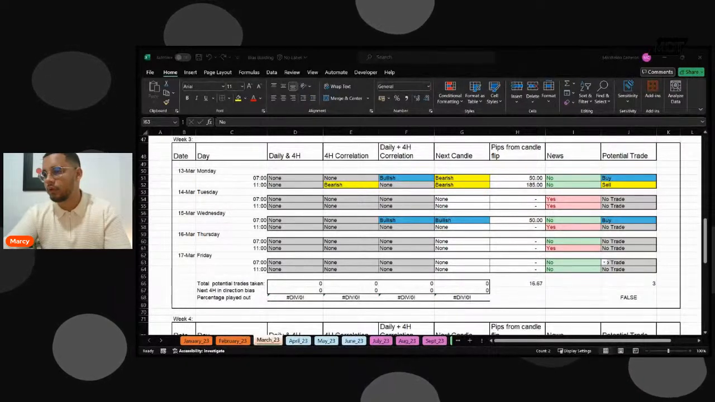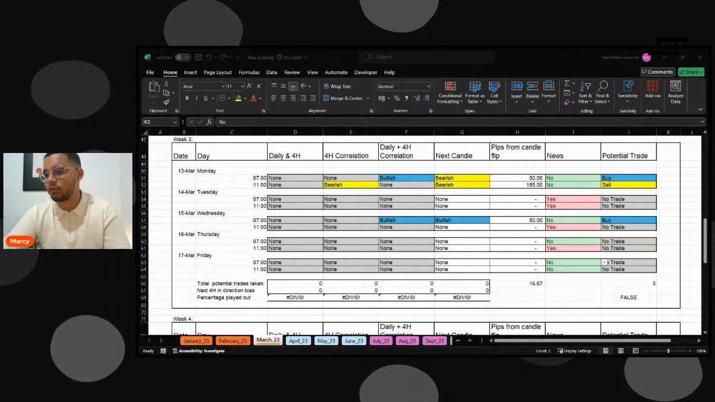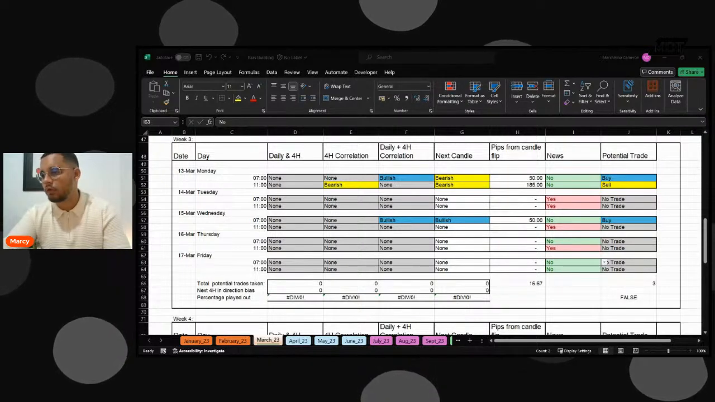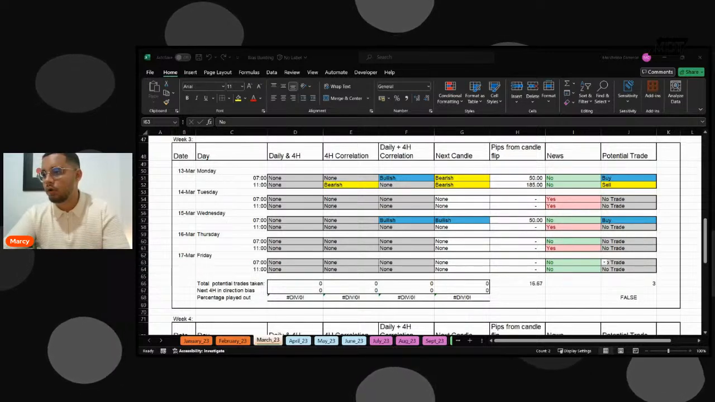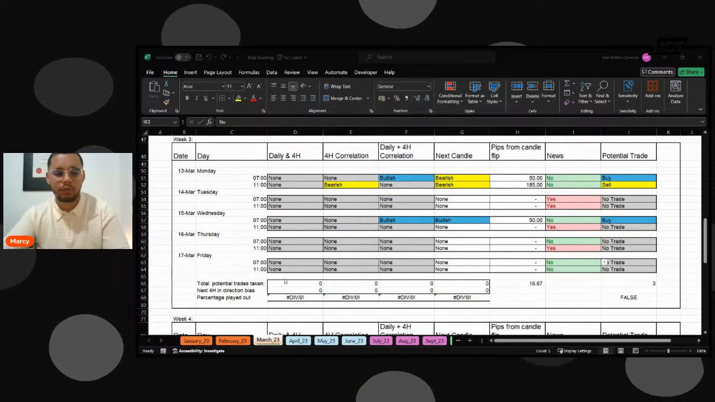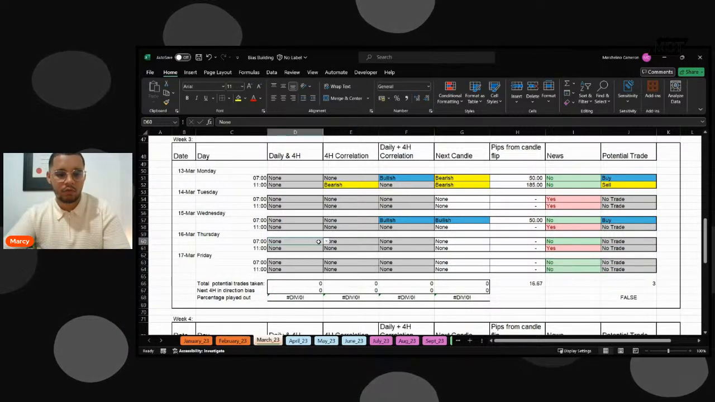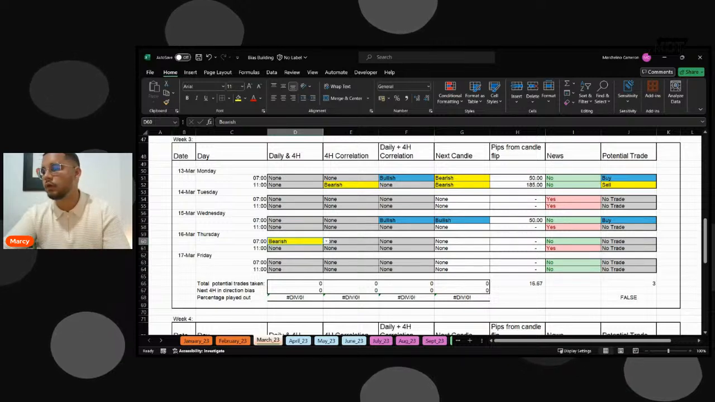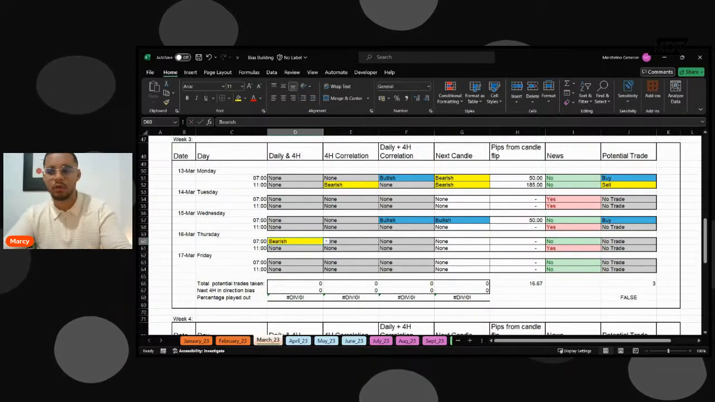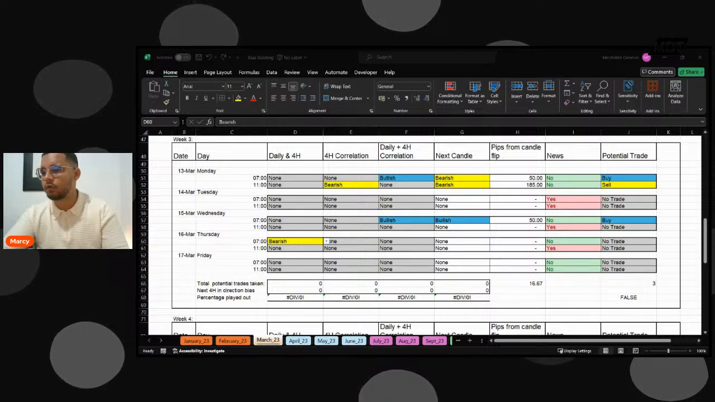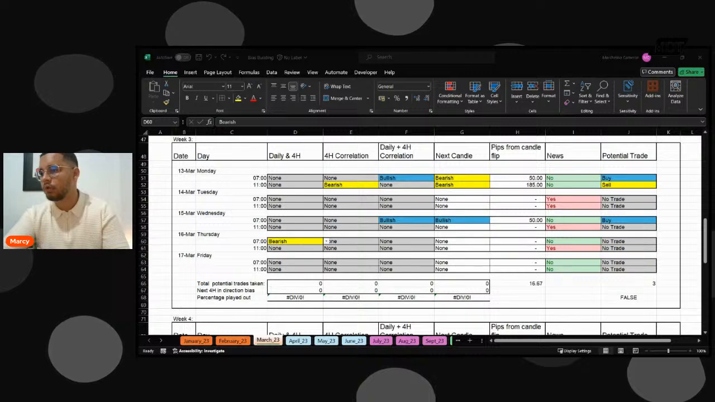Thursday. Okay, there's AJ. That is not GJ. AJ. Wednesday was pretty bearish, so we're looking for a 4H candle to be bearish. Oh, wonderful. Bearish candle. Okay, so we have daily. On Thursday, we have the daily and the 4H to be bearish. Let's take a look at 4H correlation. Bullish, bearish, bearish.